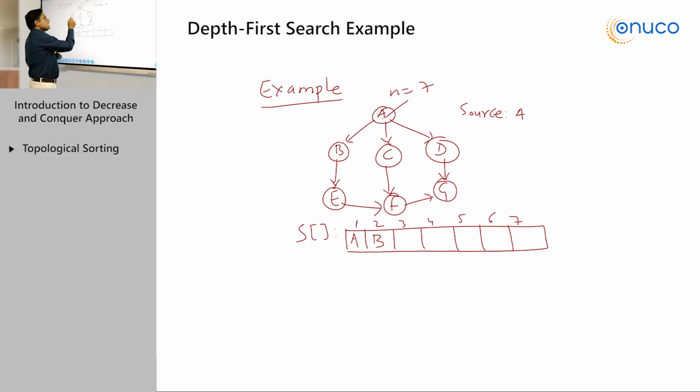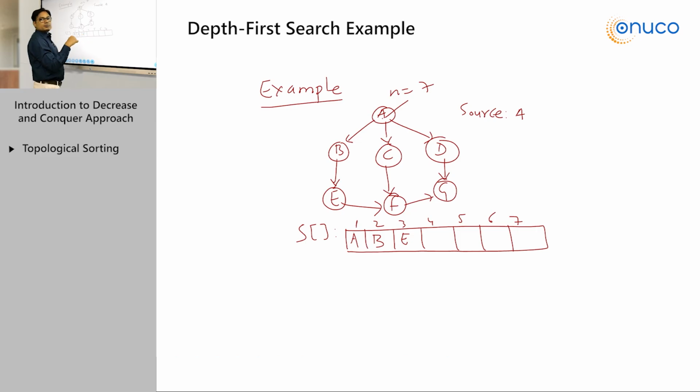No. From B, do you have any other path? Yes. B to C? No. B to D? No. B to E? Yes. So E will be inserted into the stack. Remember the last in, first out, or first in, last out. So this is last in, so this will be deleted first if there is any problem.